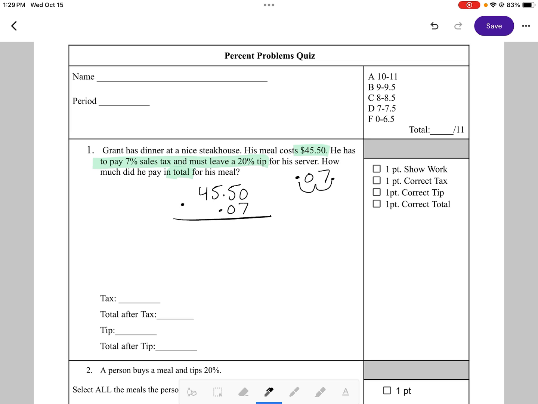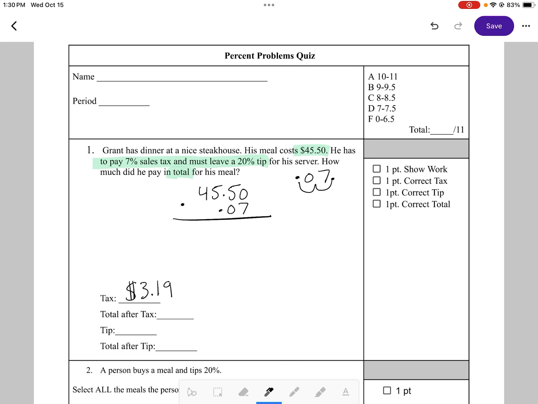So 45.50 times 0.07 gives me 3.185. Remember, we're talking about money. So we're going to round this to the nearest hundredth. So 3.19.